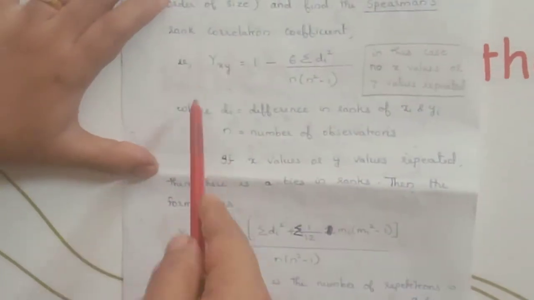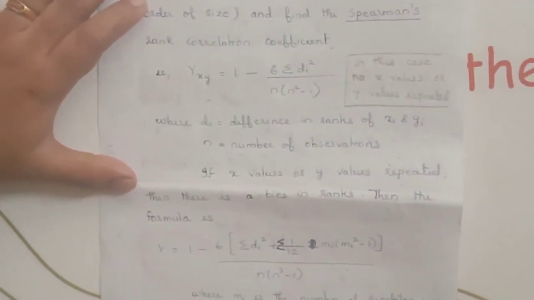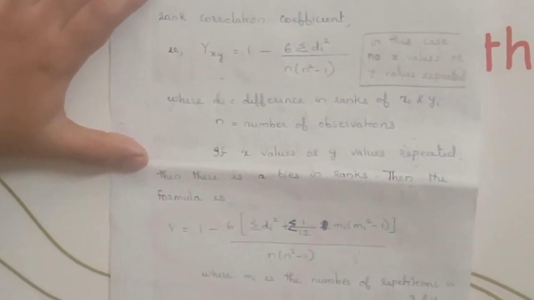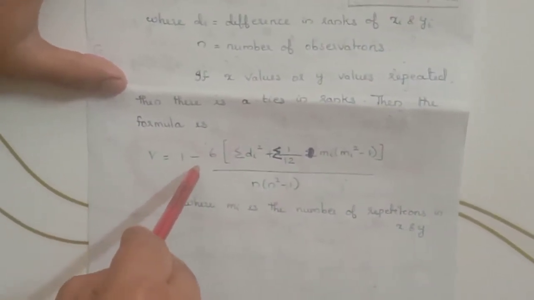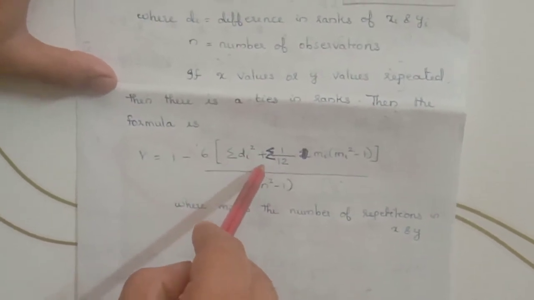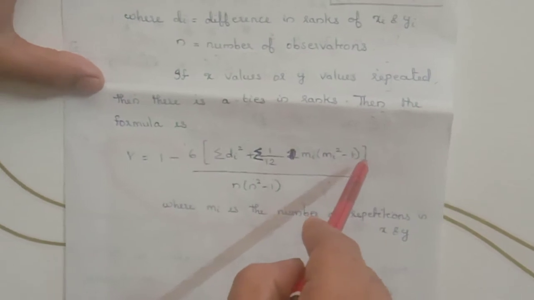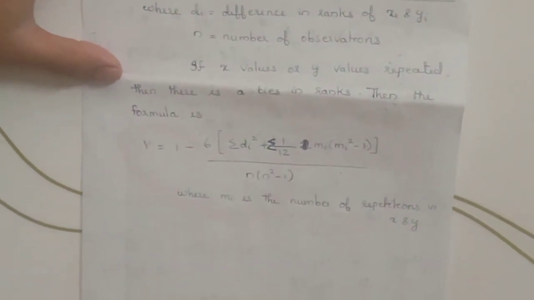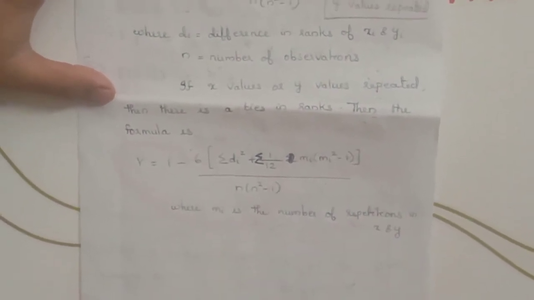In this case, no x values or y values are repeated. If xi or yi values are repeated, then the formula is gamma equal to 1 minus 6 into sigma di square plus sigma 1 by 12 into mi square minus 1, divided by n into n square minus 1, where mi is the number of repetitions in x and y.